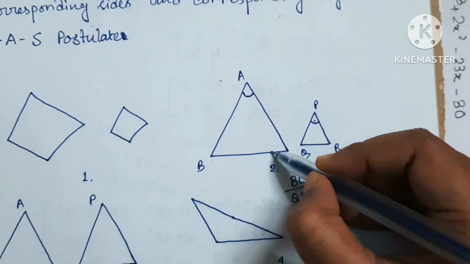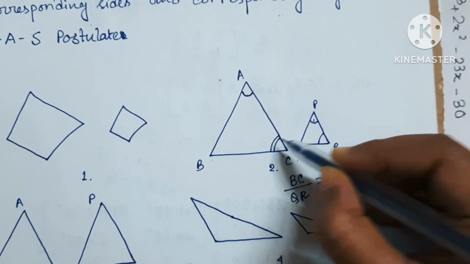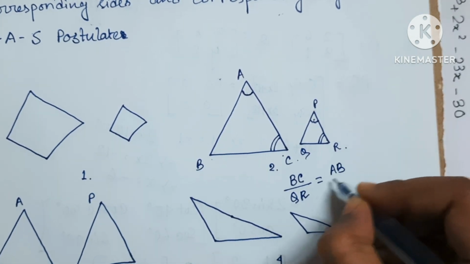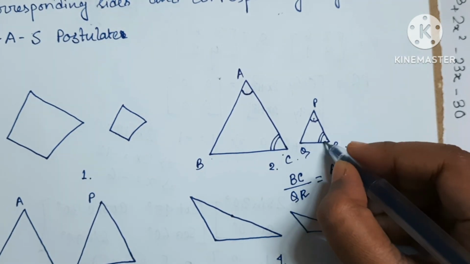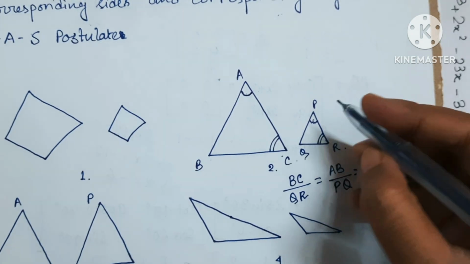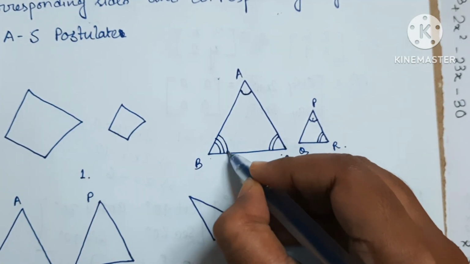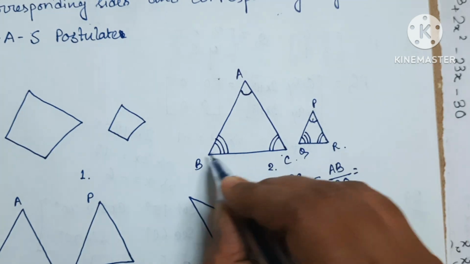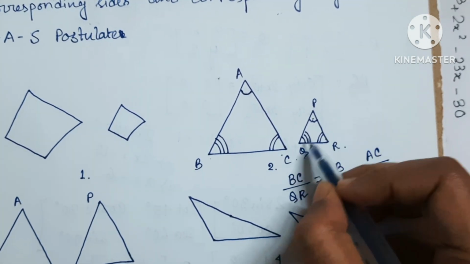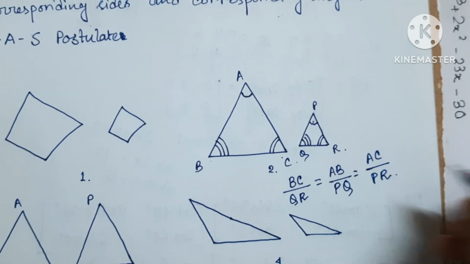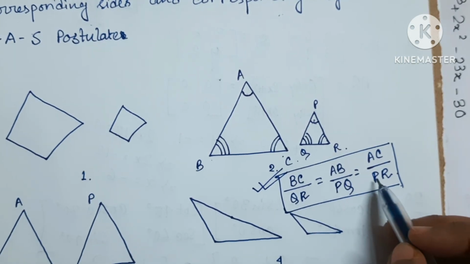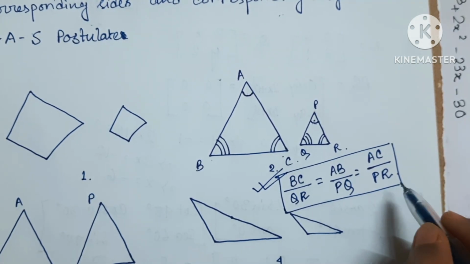Now see this angle and that angle. This C and R, they are equal. And the corresponding sides are AB, opposite to C, and PQ, opposite to R. So AB by PQ is equal, and that will be equal to, see, angle B and angle Q, they are equal. So AC by PR, opposite to angle Q, that is PR. So this is the thing: corresponding sides are proportional.